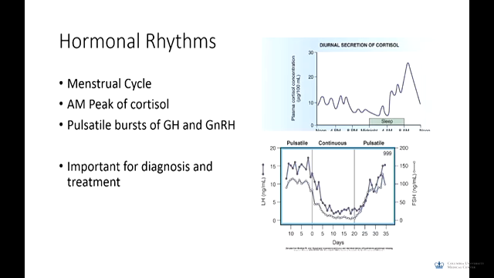And we know that the hormone levels are not constant throughout the day or month or year, right? So they fluctuate. They have their own rhythms. We learn about the menstrual cycle in female reproduction. We learn about the AM peak of cortisol in the adrenal lecture. And we also know that growth hormone and GnRH are secreted in pulses. And this is going to be very important in terms of diagnosis and treatment because we want to detect the hormone when it is reliably present. And hormone replacement therapy has to mimic the natural rhythms of hormone, right?